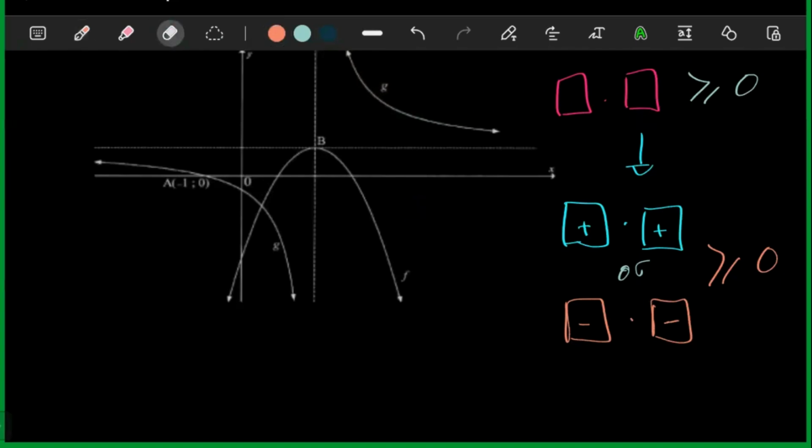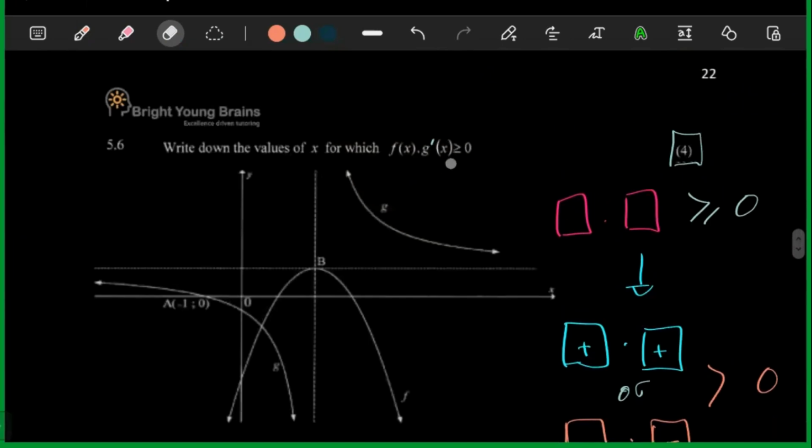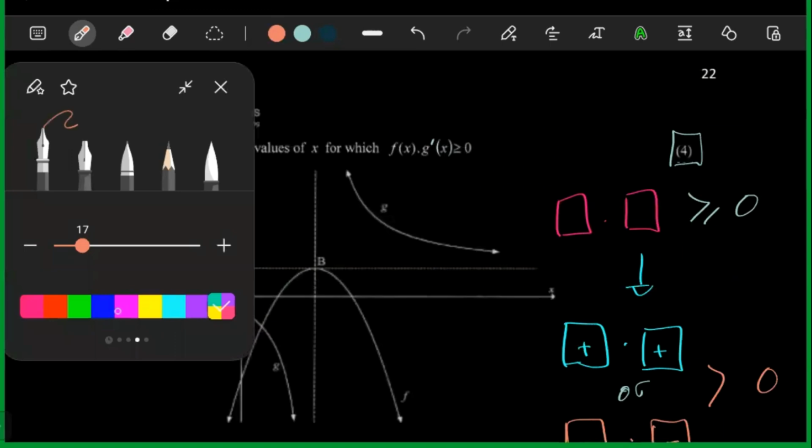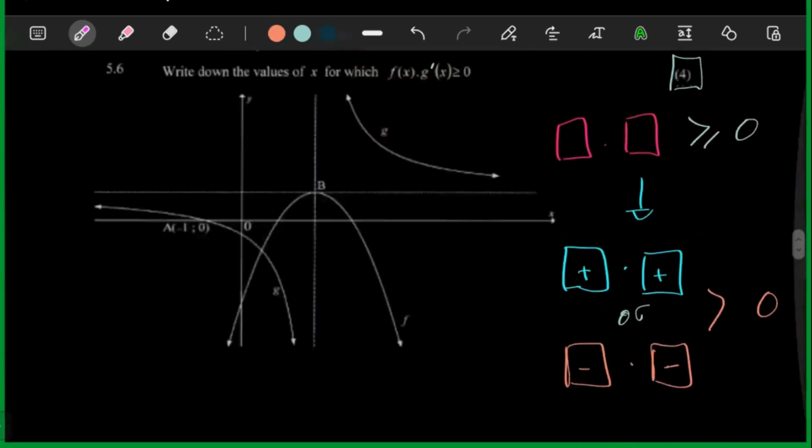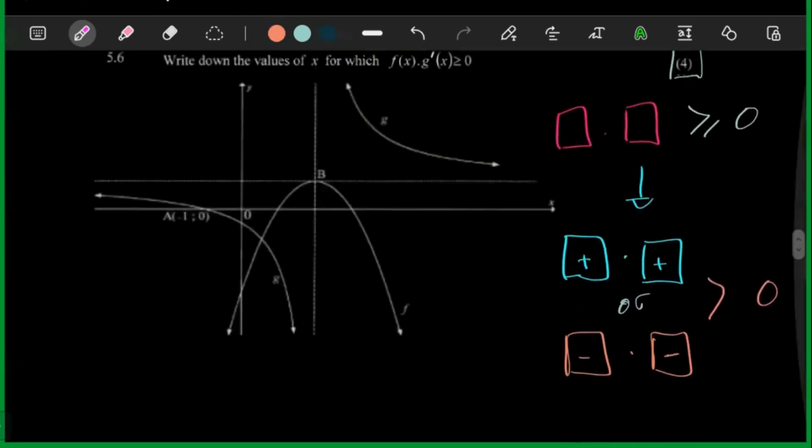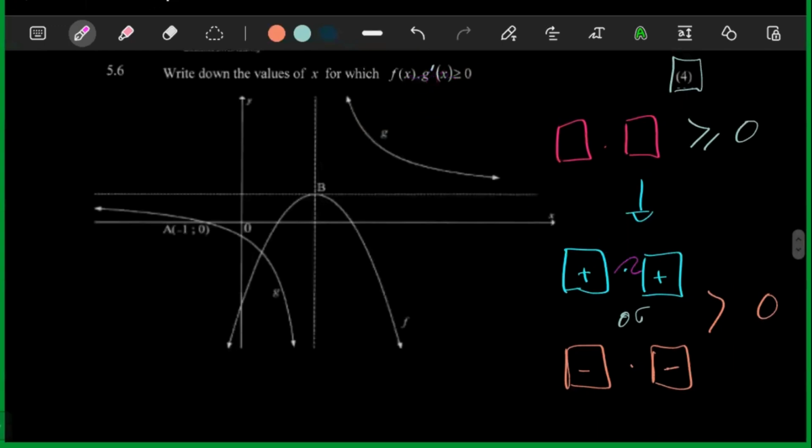Let's actually only consider this for now, because working out where this is equal to 0 is a bit easier once you understand what we're about to talk about. So to work out where this expression is bigger than 0, you have to work out where each of these is a positive number or where each of these is a negative number.